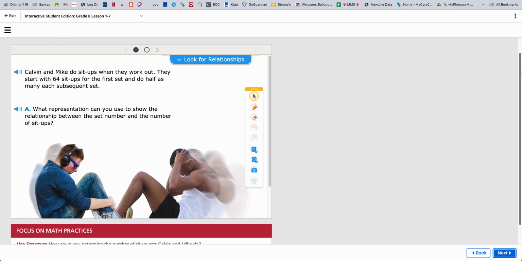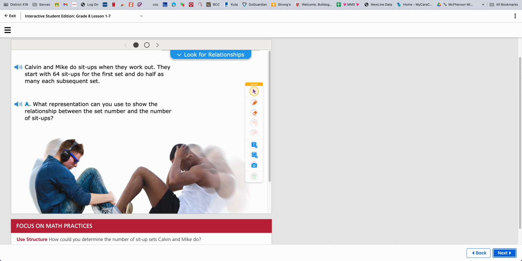So, this is an interesting problem here that they've set up for us. All right, so the set number and the number of sit-ups. In the first set, how many sit-ups do they do? Okay, sorry, I've already botched it here. Here we go. All right, 64. First set, they do 64 sit-ups. And then in the second set, how many do they do? 32. Okay, they do 32.